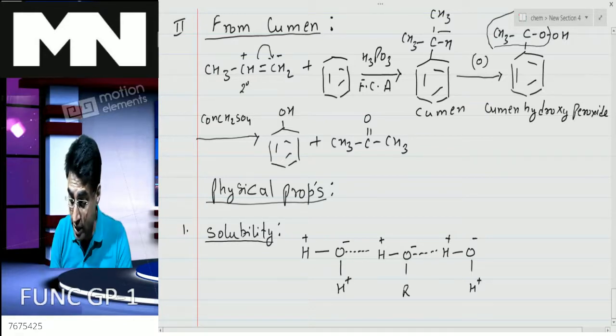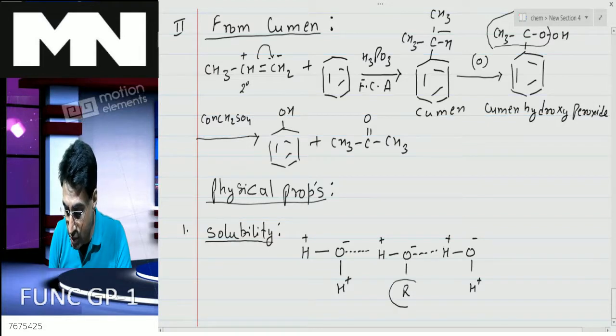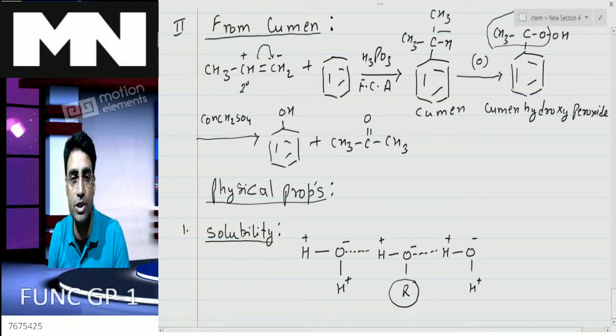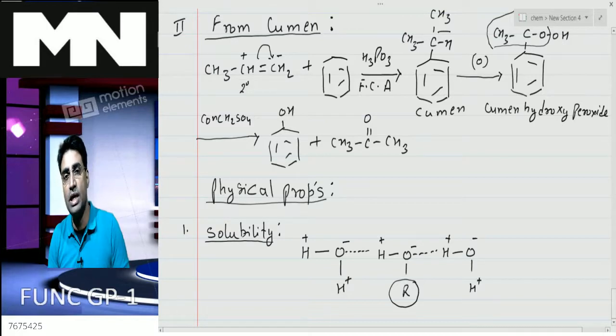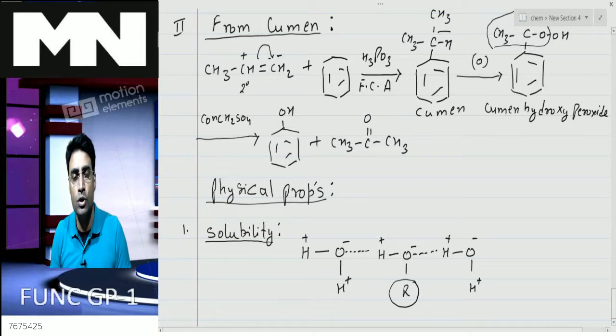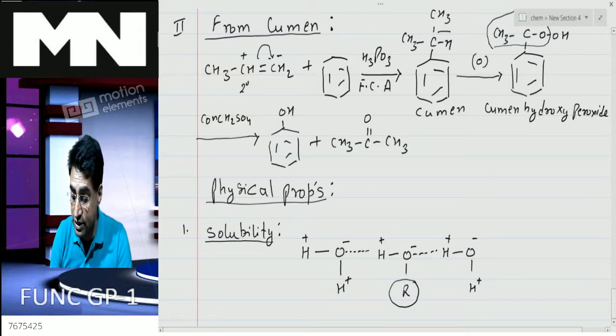However, their solubility decreases as the number of carbon atoms in the hydrocarbon chain increases. Because as the number of carbon atoms in the hydrocarbon chain increases, the hydrogen bonds will become longer and weaker. So alcohols having smaller alkyl groups are found to be more soluble, like methanol, ethanol, propanol, as compared to alcohols having larger alkyl groups, like butanol, pentanol, hexanol, heptanol. So as the number of carbon atoms increases, their solubility decreases.